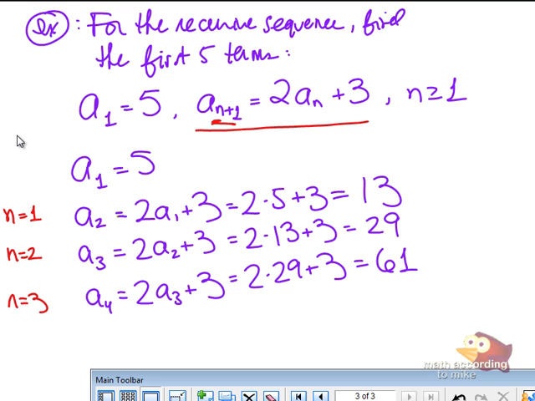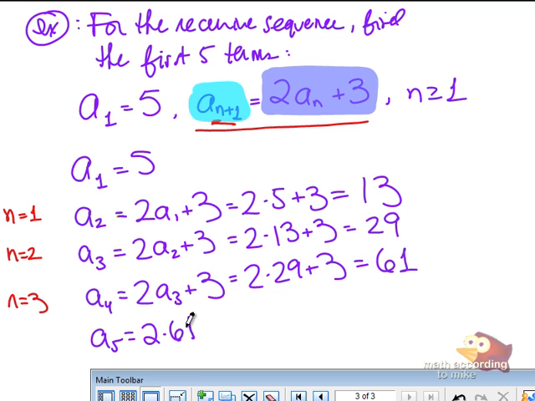So what is this formula saying? In English, it's saying that the next term is 2 times the previous term plus 3. So let's jump right to the end. A sub 5 would be 2 times the previous term, so 2 times 61, and then top it off by adding 3. 125. Hooray!